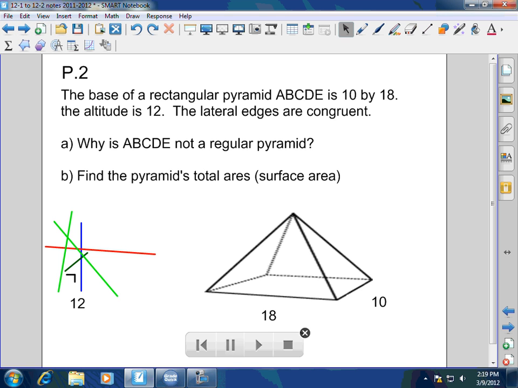Pay attention to what's happening. Okay, so please pay attention to what's happening. Okay, that altitude cuts that base into halves on both the length and the width side. So it's very important for you to understand that. And then you have to put the slant heights. Okay? The slant heights are really important.